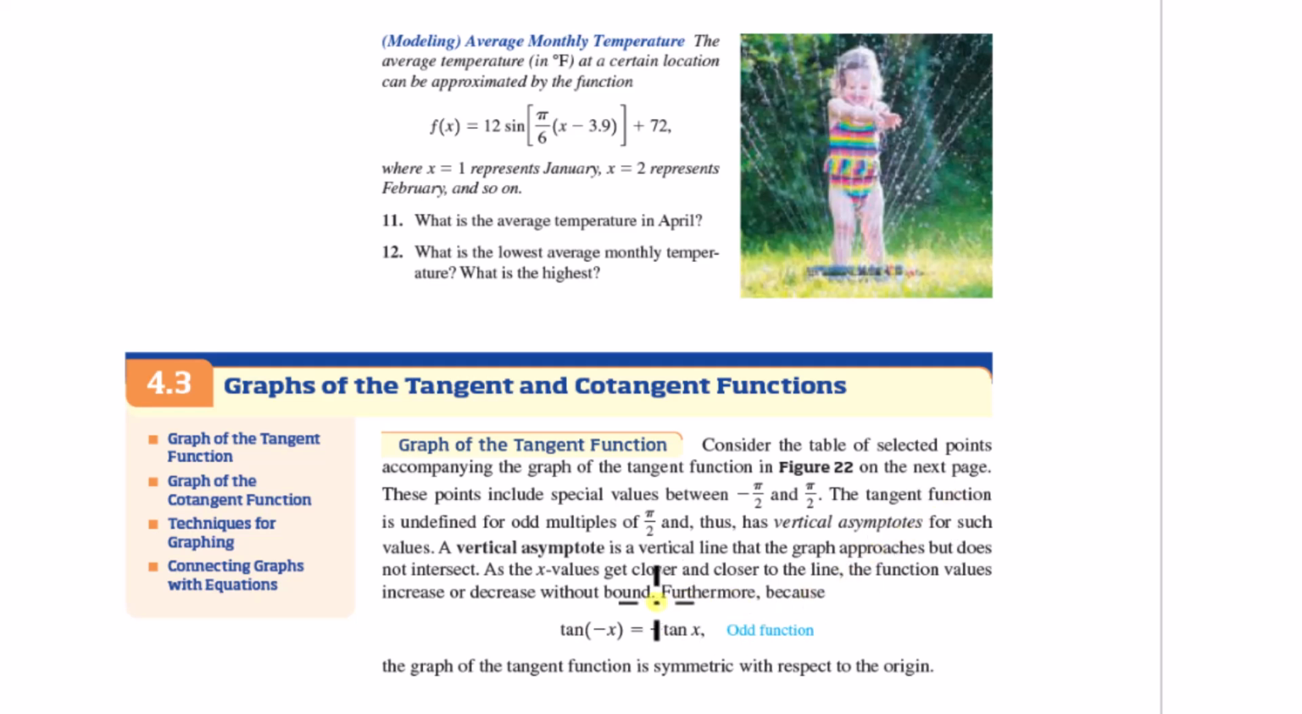Okay, now if you check for symmetry of the tangent function, you'll see that it's an odd function. So tangent of minus x is equal to minus tangent of x. So it's symmetric about the origin. The graph of the tangent function is symmetric with respect to the origin. Okay, and we're going to see that cotangent is also an odd function.